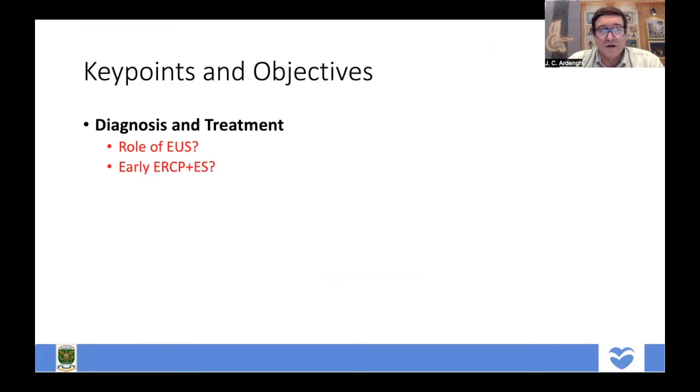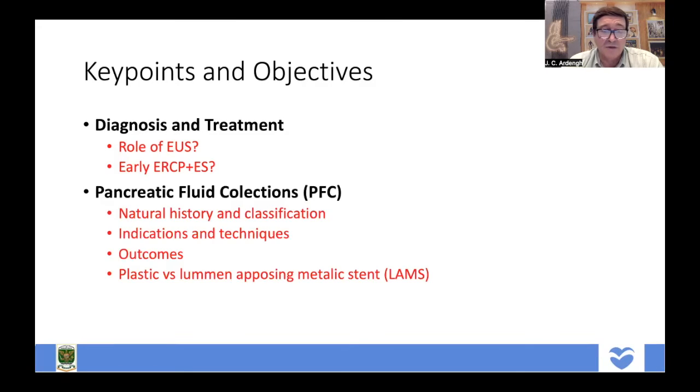To address this hot topic, we will analyze some key points such as the role of EUS, the indication of early ERCP plus endoscopic sphincterotomy in the treatment of acute pancreatitis, the natural history and classification, indications and techniques for treatment, outcomes, and the use of plastic versus lumen-opposing metallic stent in pancreatic fluid collection.